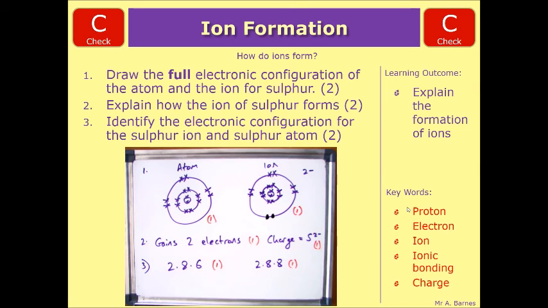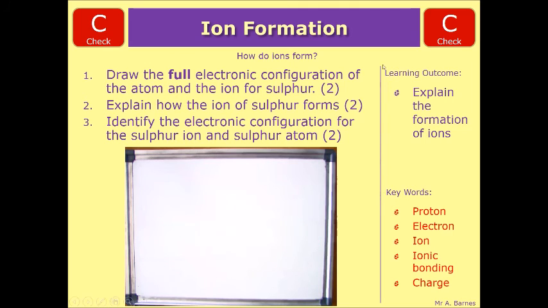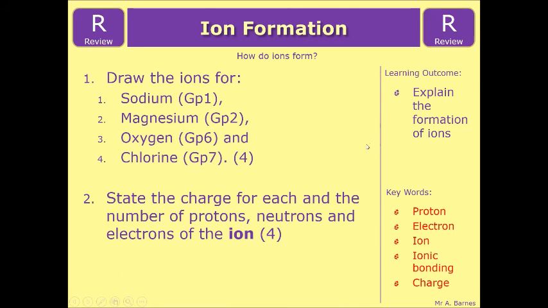Okay, hopefully you found that useful and you've picked up everything you need to know. Have a look at the review question and that will end this video, which is to draw the ions for sodium, magnesium, oxygen and chlorine, which are in group 1, 2, 6 and 7 respectively. And when you've done that, state the charge for each and then the number of protons, neutrons and electrons for the ion.